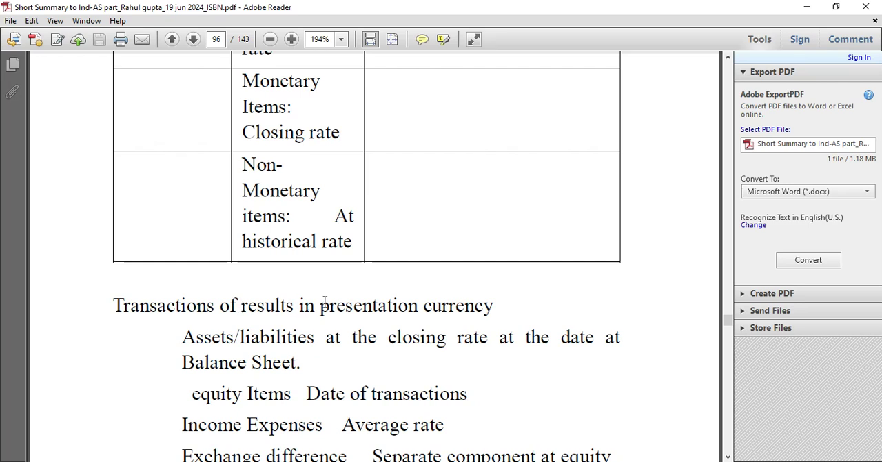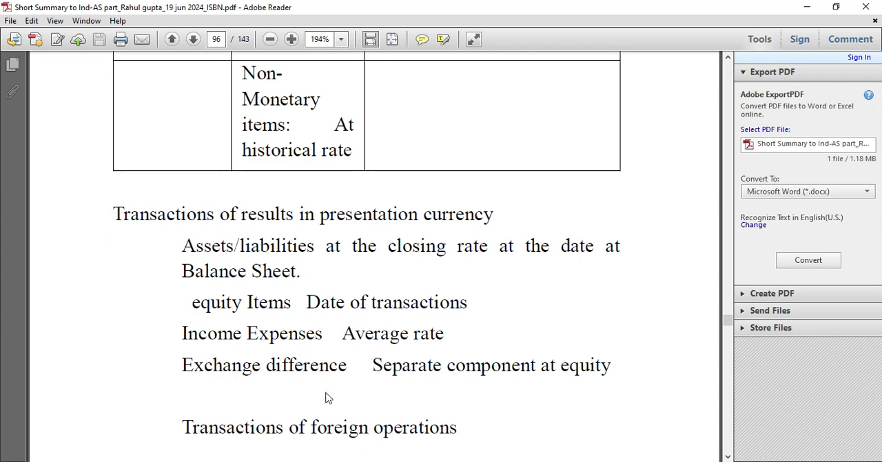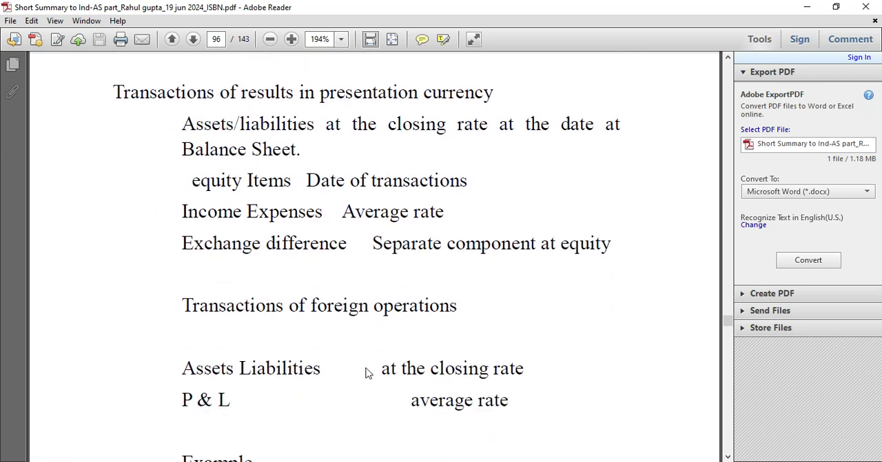Translation of results into presentation currency: assets and liabilities at the closing rate at the date of the balance sheet. Equity at the rate on the date of transactions. Income and expenses at average rate. Exchange differences are presented separately as a component of equity. Foreign operations: assets and liabilities at closing rate.